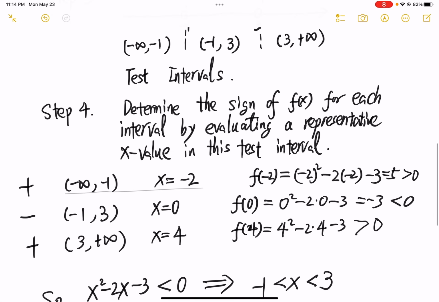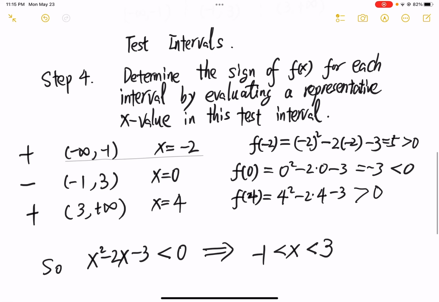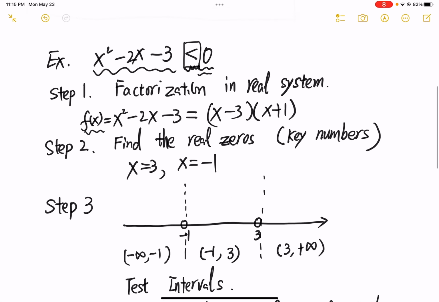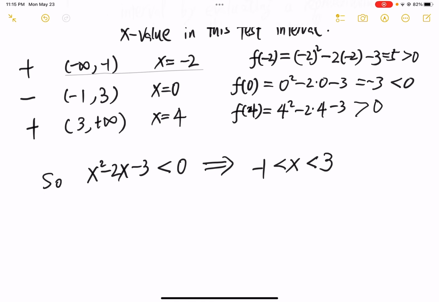Then we test whether the function value is positive or negative. If it's positive, we say on this interval all the function values are positive. If it's negative, then on this interval all the function values are negative. Then we need to determine the result. So here in this example, we need less than 0, which is negative. So there is only one interval, where f of x is negative when x is between -1 and 3.